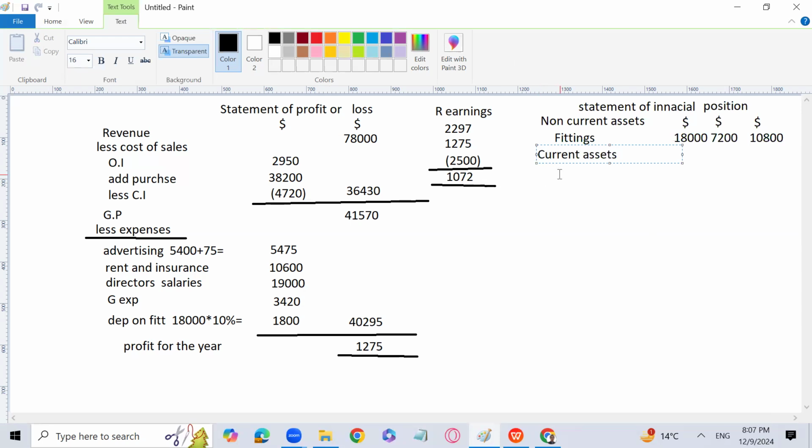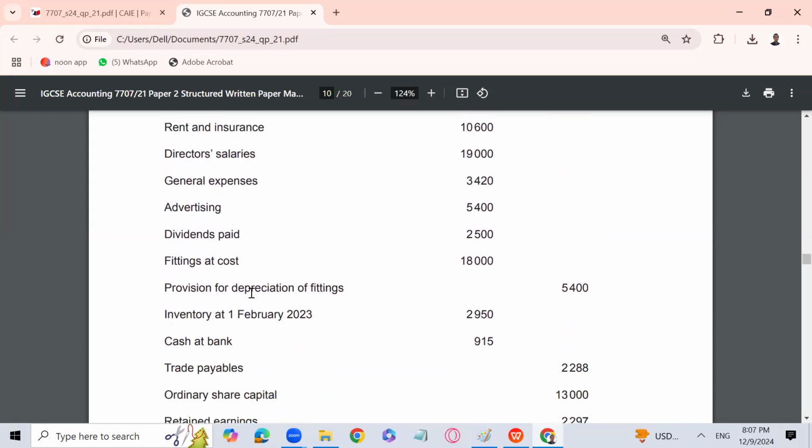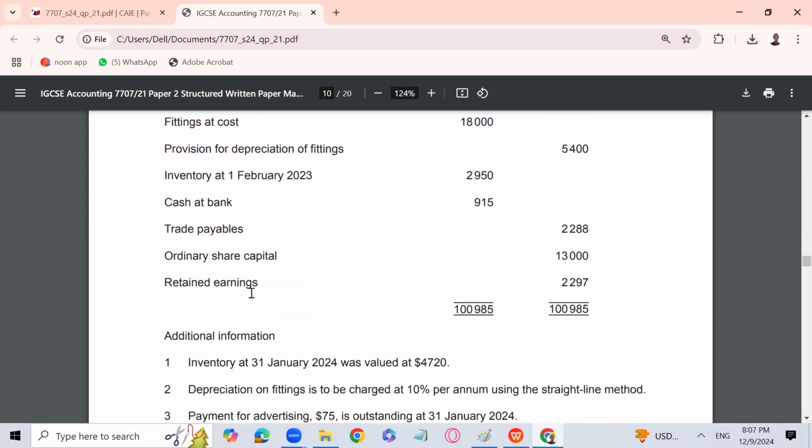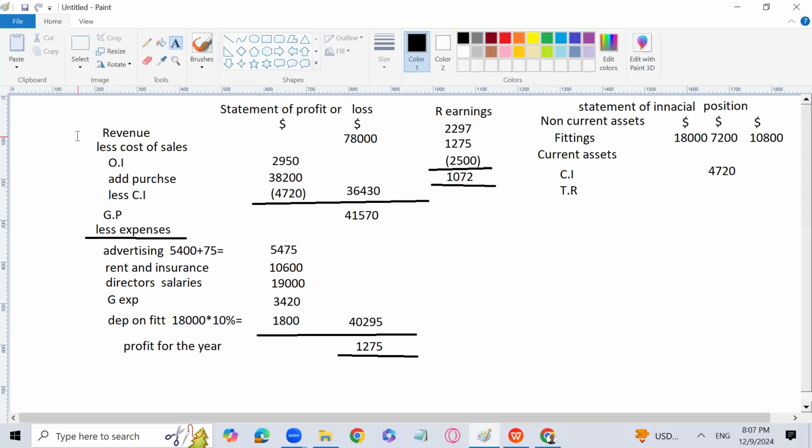And the first current asset is going to be the closing inventory. Then we used to have trade receivables. Then we can have prepaid expenses, other receivables, or cash at bank. Let's see. Closing inventory is given, 4720. Trade receivables are not given actually in the question. Yes. Cash at bank is given, 915. So 4720, right over here, and cash at bank, that is 915.